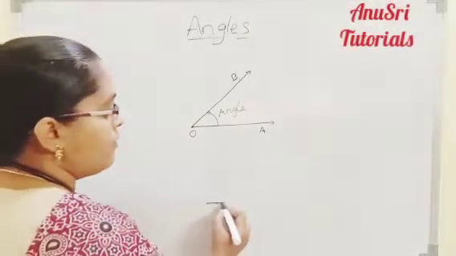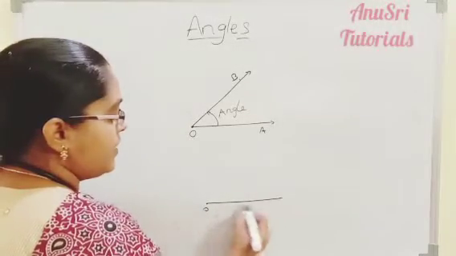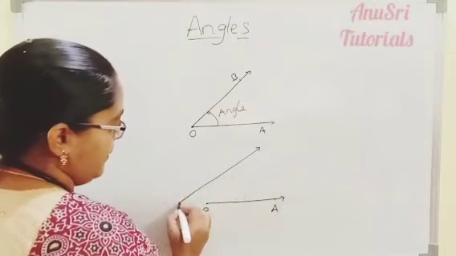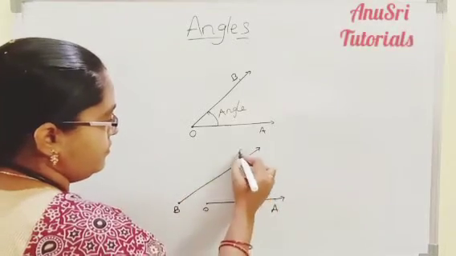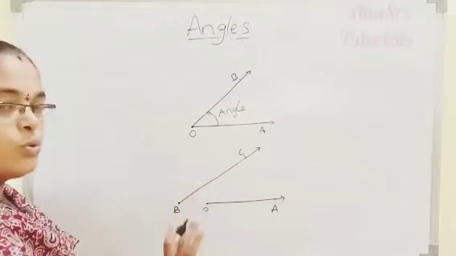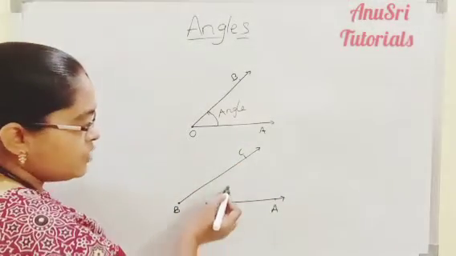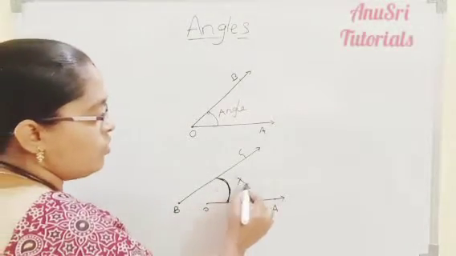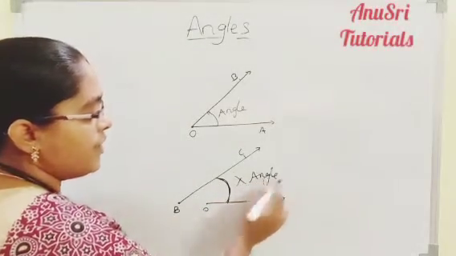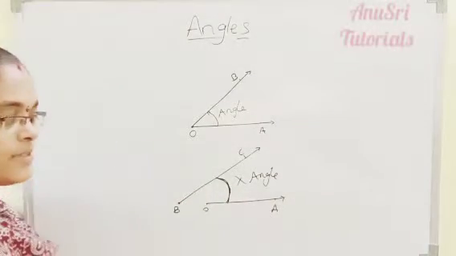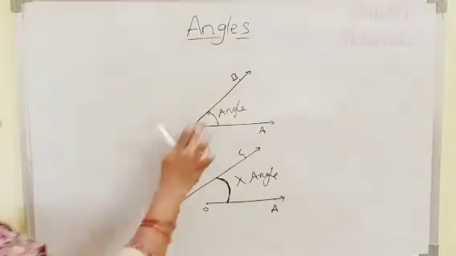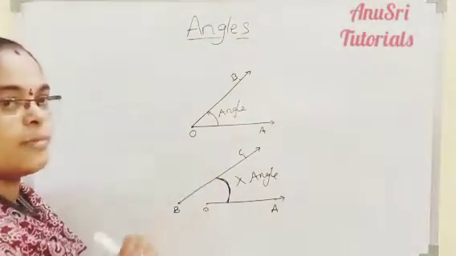See here, I have a ray OA here and I have another ray BC here. Here also I have two rays. The distance between these two rays is not called an angle. This distance we are not considering as an angle. So what is an angle? The distance between two rays which are starting from the same point.